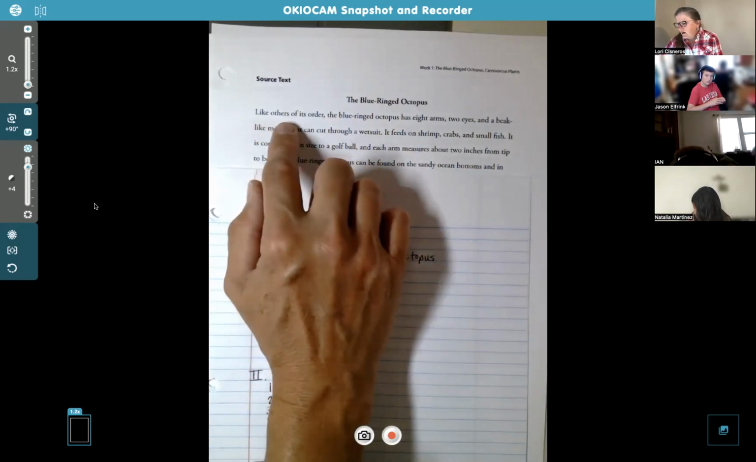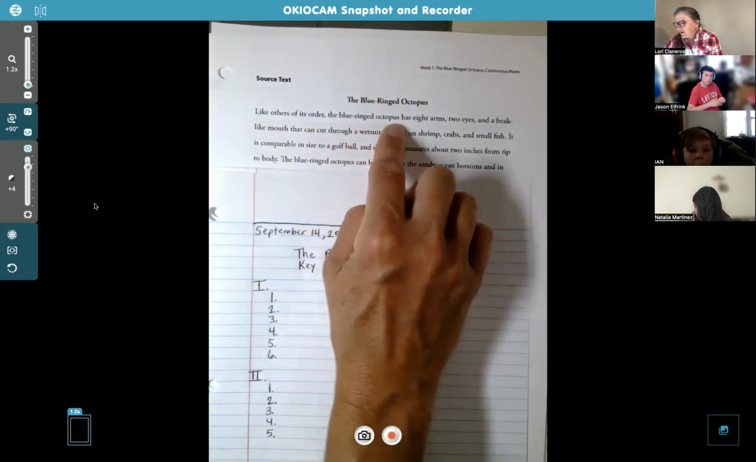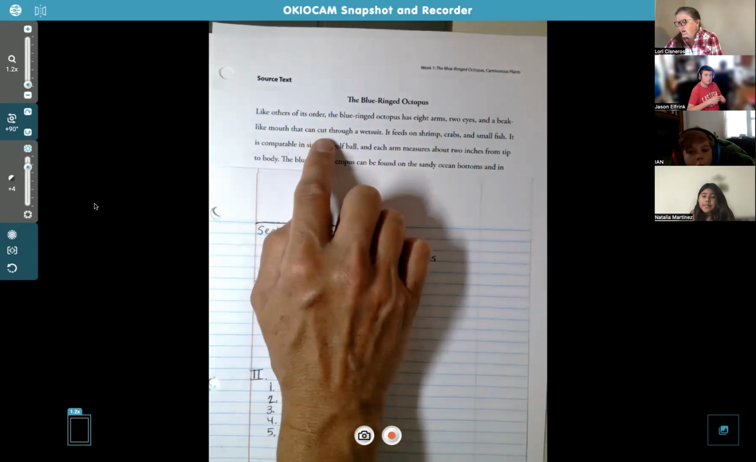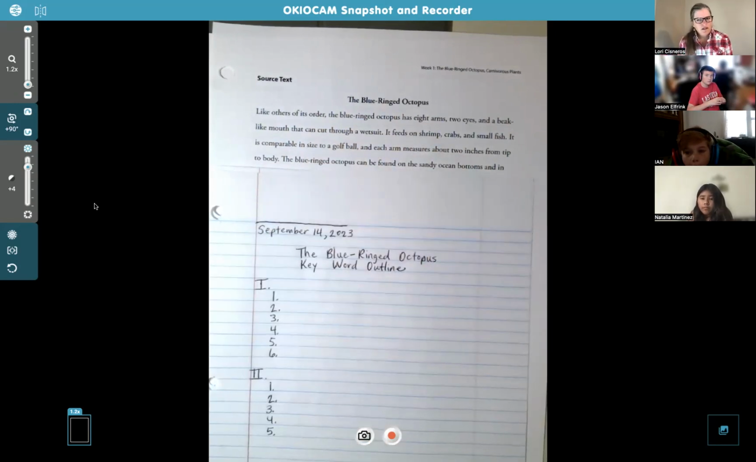So here it says, like others of its order, the blue-ringed octopus has 8 arms, 2 eyes, and a beak-like mouth that can cut through a wetsuit. This is where it gets tricky because there's a lot of words in that sentence, way more than 3. But you have to decide which 3 are the most important in the sentence. So I'm going to walk you through this for a couple of examples, and then you'll have a chance to try to find your own keywords too. If you have any questions along the way, make sure to raise your hand or just let me know, but I'm going to keep going here.